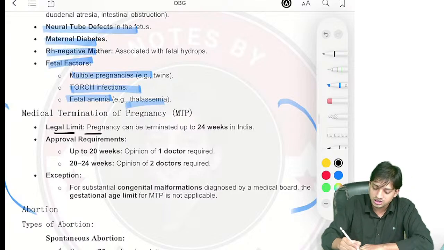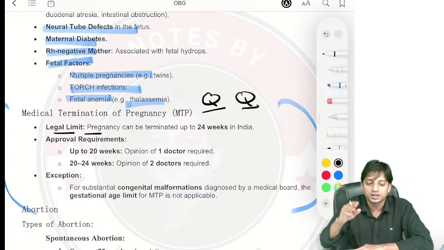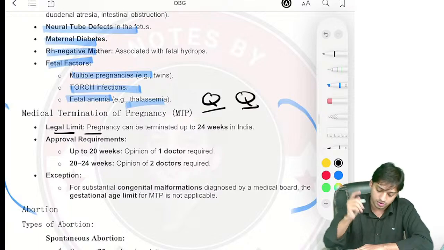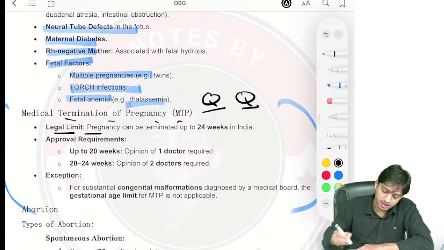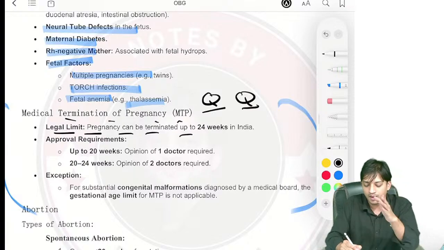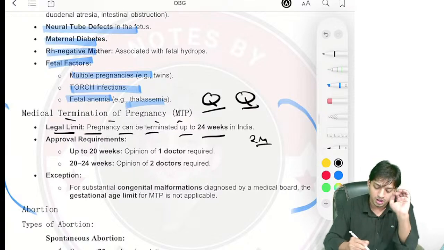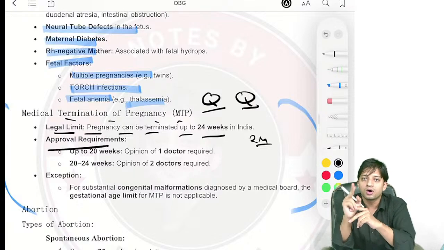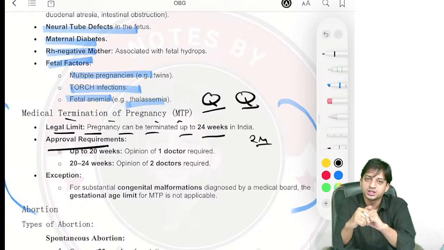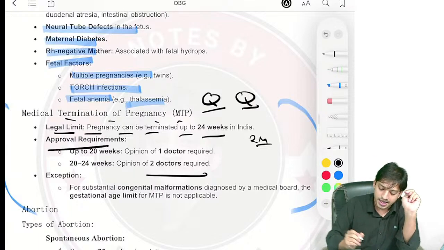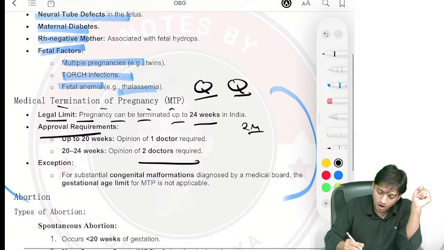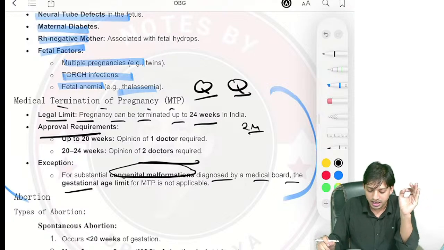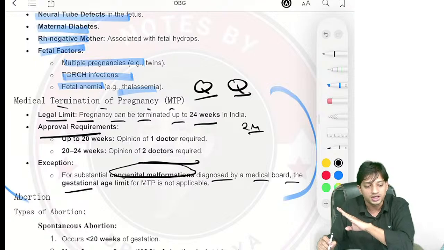The legal limit: they ask from the gynae point of view and also from the forensic point of view. So two questions are fixed. Now, medical termination of pregnancy, you will see here. The legal limit is that pregnancy can be terminated up to 24 weeks in India. Now, for approval, they have asked: up to 20 weeks, you need the approval of only one doctor or one specialist. From 20 to 24 weeks, you need the opinion of two doctors. The exception: in case of congenital fetal malformation diagnosed by the medical board, the gestational age limit for MTP is nowadays not applicable.